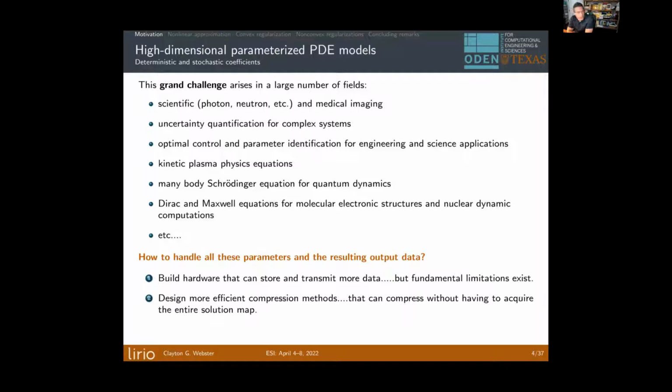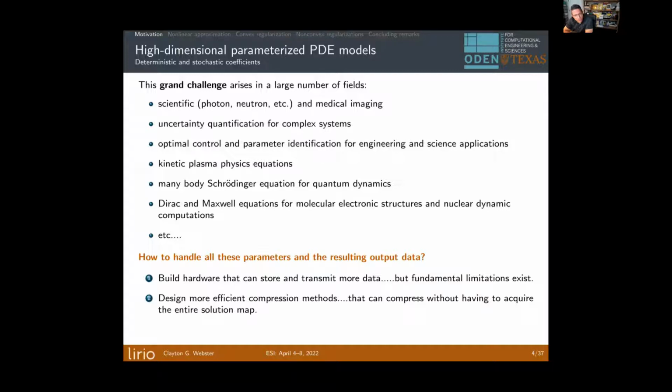Beyond just UQ, these types of problems obviously come up in a lot of different applications. I won't go through them all. We've heard a little bit about optimal control, but there are additional ones that we've looked at, like neutron medical imaging, plasma problems, high dimensional Schrodinger equations, etc. To solve these types of problems, obviously, we can build bigger computers, but fundamental limitations will always exist.